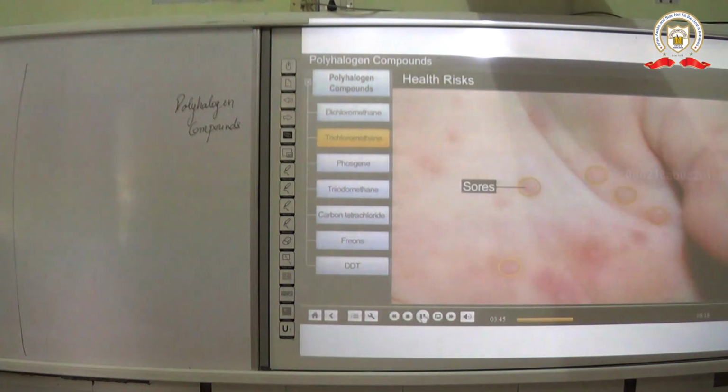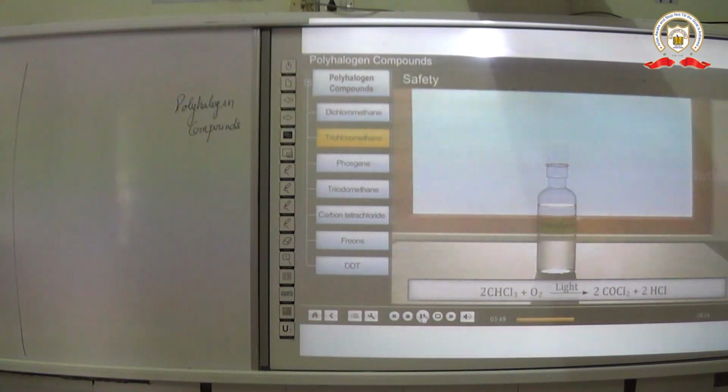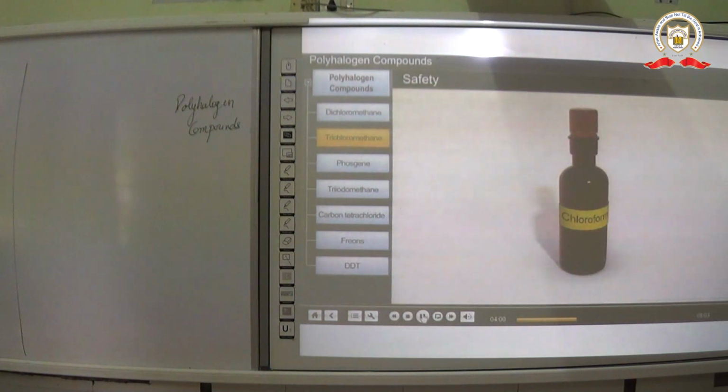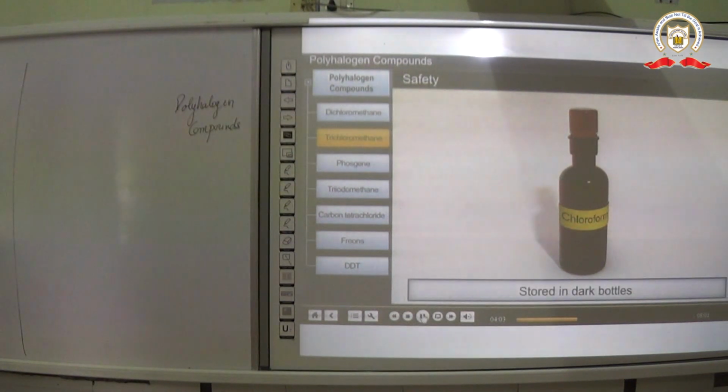The skin may also be harmed when it comes in contact with chloroform. Chloroform is slowly oxidized by air in the presence of light into deadly phosgene gas, as shown in the reaction. Therefore, chloroform is stored in dark bottles to prevent exposure to light.